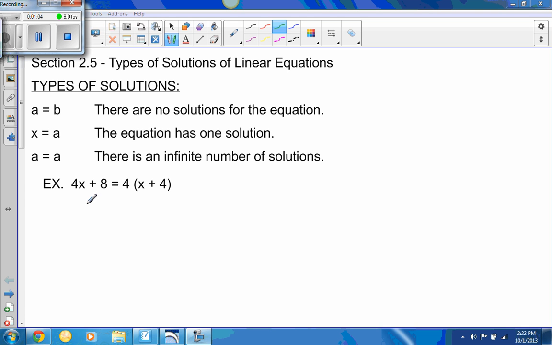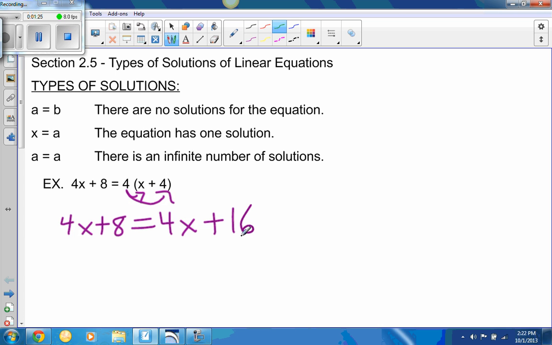So my first one is 4x plus 8 equals 4 times the sum of x plus 4. Okay, so the first thing I need to do is get rid of these parentheses. So I need to use the distributive property. So 4x plus 8, I'm going to leave that side alone. 4 times x is 4x. 4 times 4 is 16, and it's plus because there's a plus there and they're both positives.